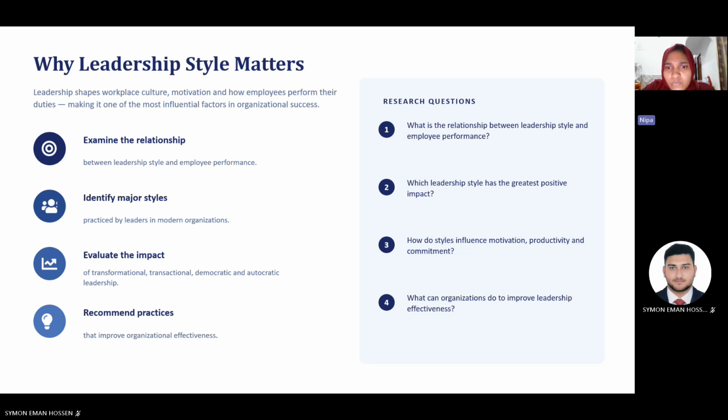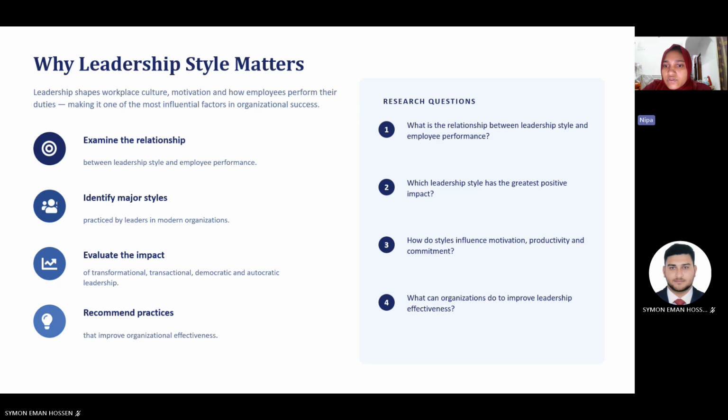Next slide. Why leadership style matters. This slide covers why the topic matters and what the study set out to do. On the left are my four research objectives. First, to examine the relationship between leadership style and employee performance. Second, to identify the major leadership styles used in organizations today.